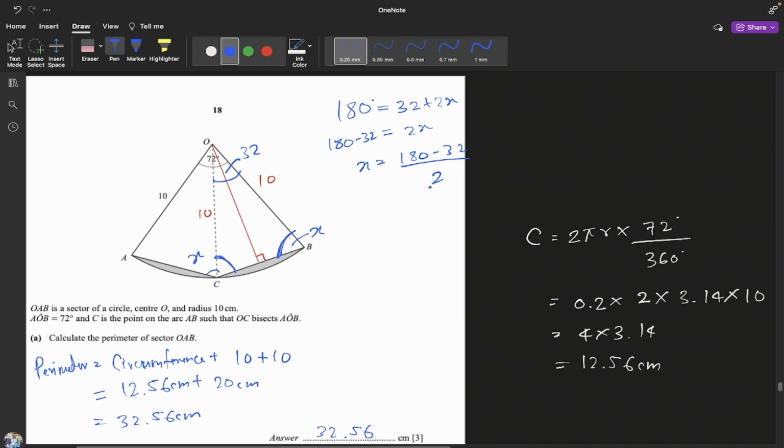Which is 72 degrees. So x is equal to 72 degrees. Okay. Now, what can you do?